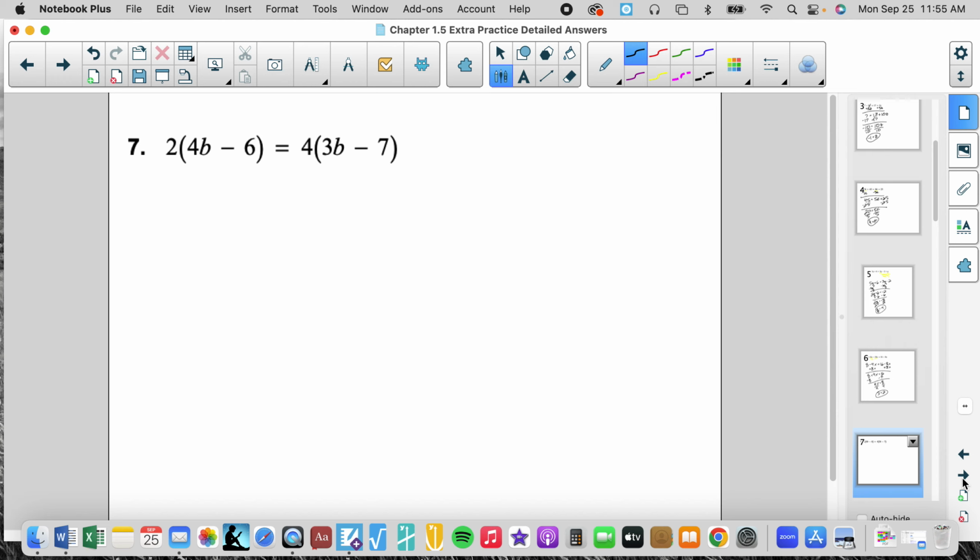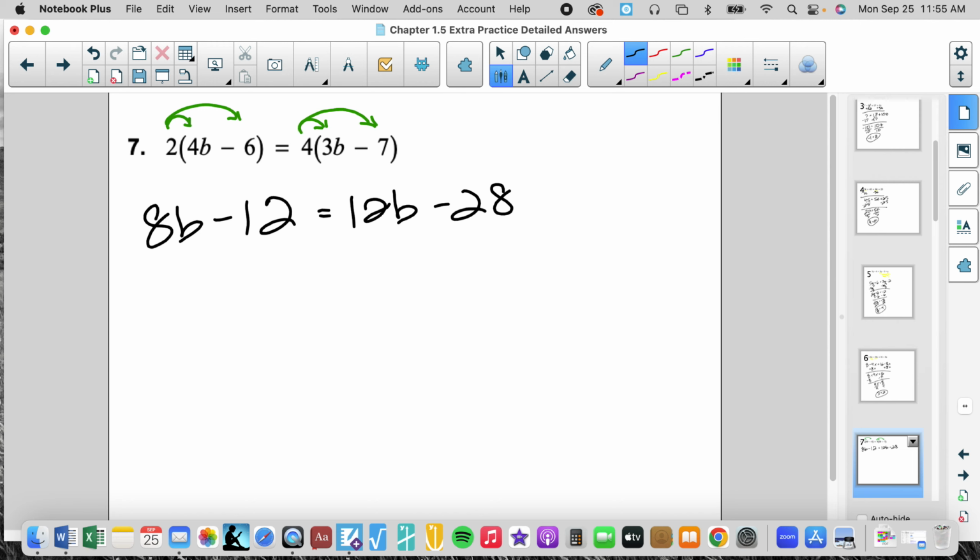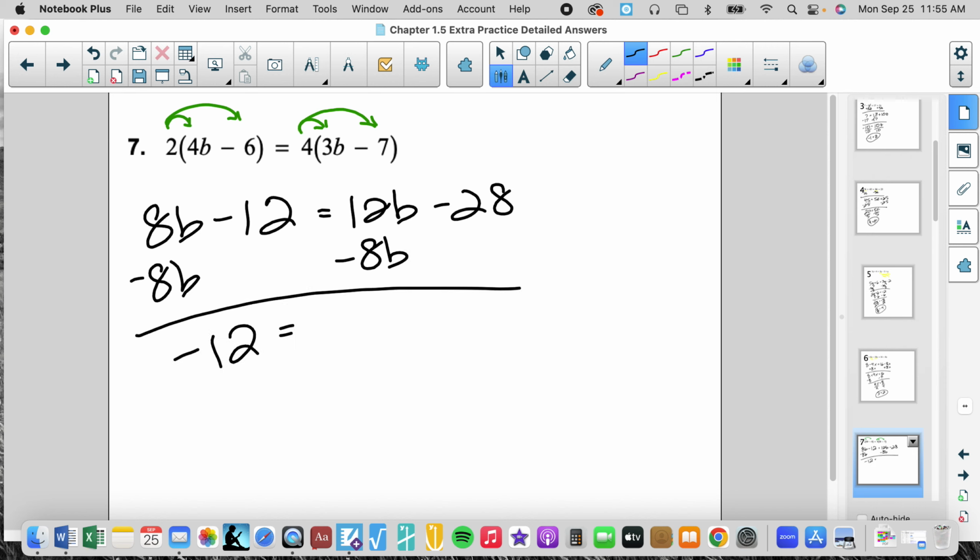This time, there's a number of ways to go about doing this. I'll do probably the most eighth-grader-ish way, by distributing. Distributing those terms, you get 2 times 4b, which is 8b, and 2 times negative 6, which is negative 12. And then we have 4 times 3b, which is 12b, and 4 times negative 7 is negative 28. And now I'm going to subtract 8b, move the variables first. Don't forget that negative with the 12 equals 4b minus 28.